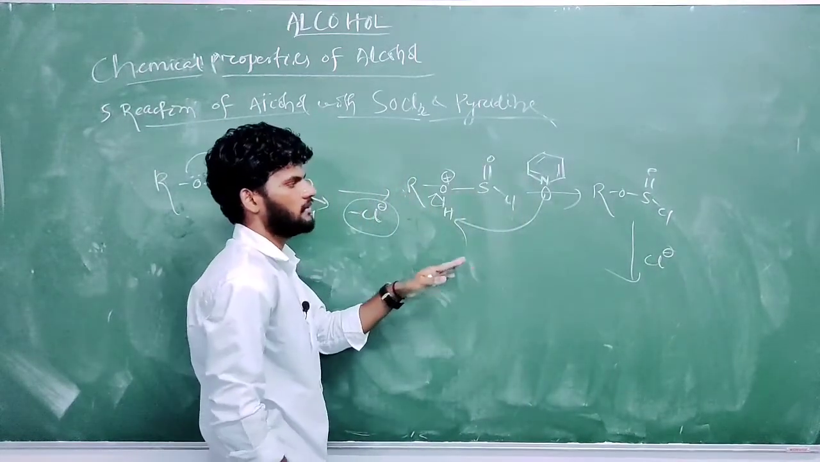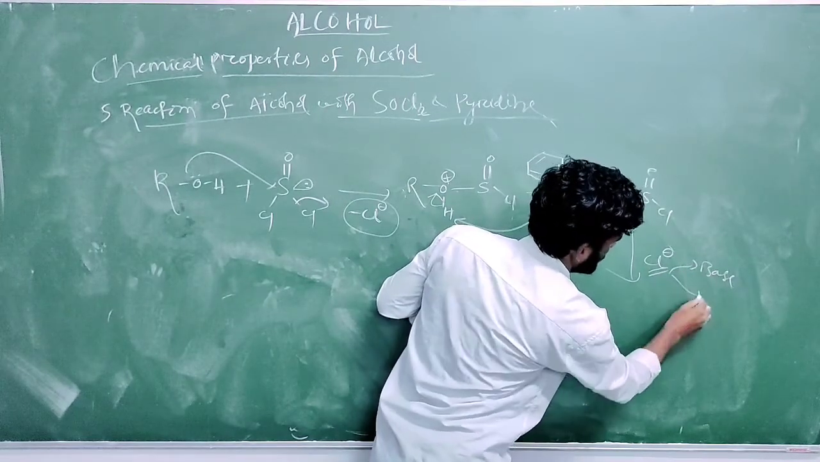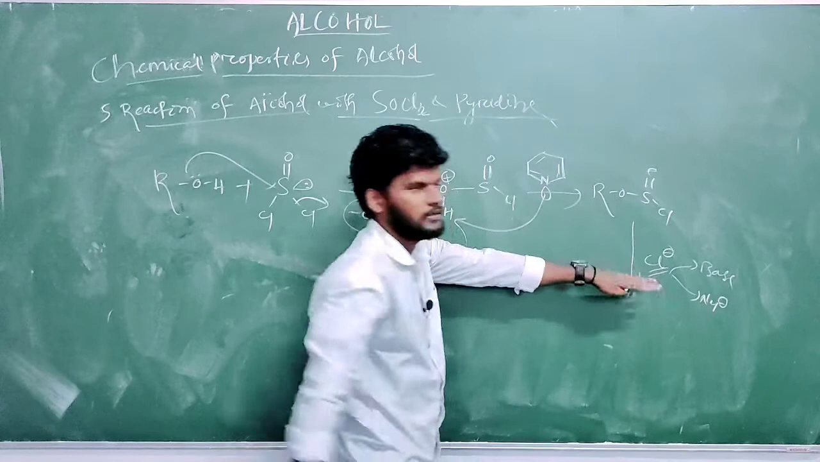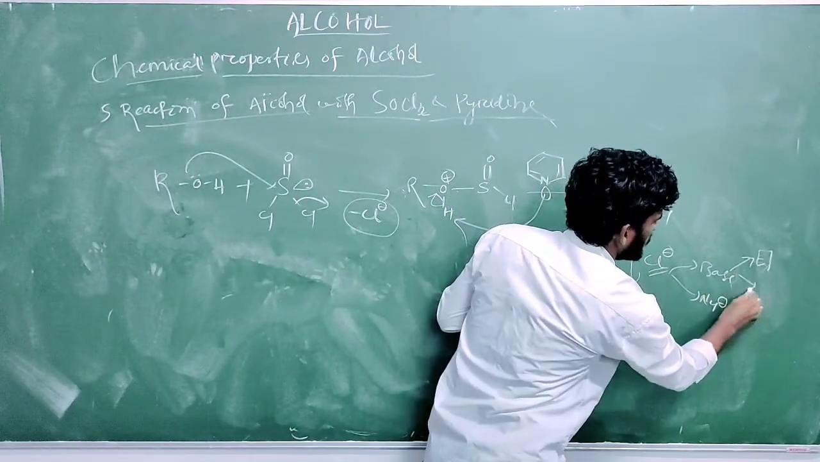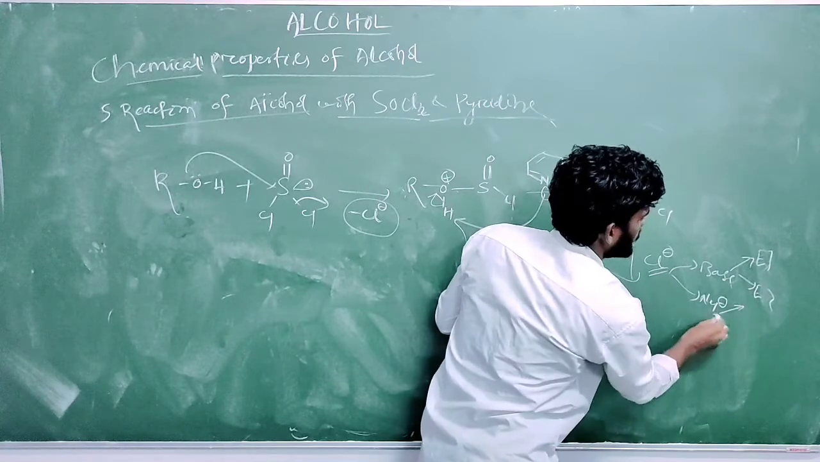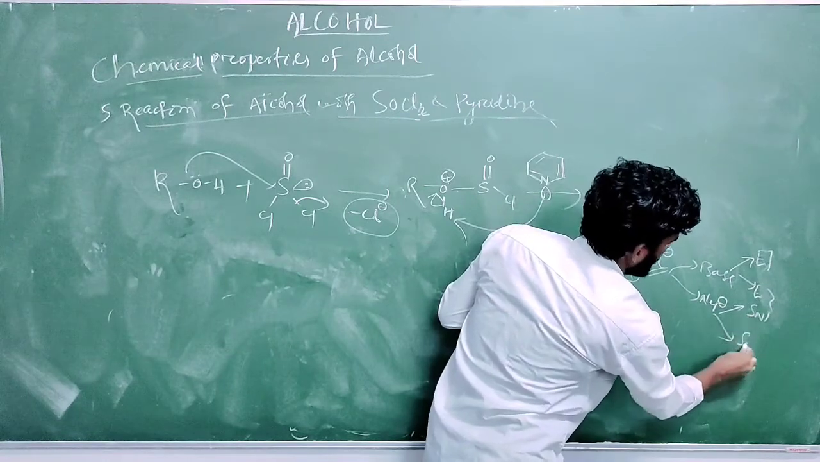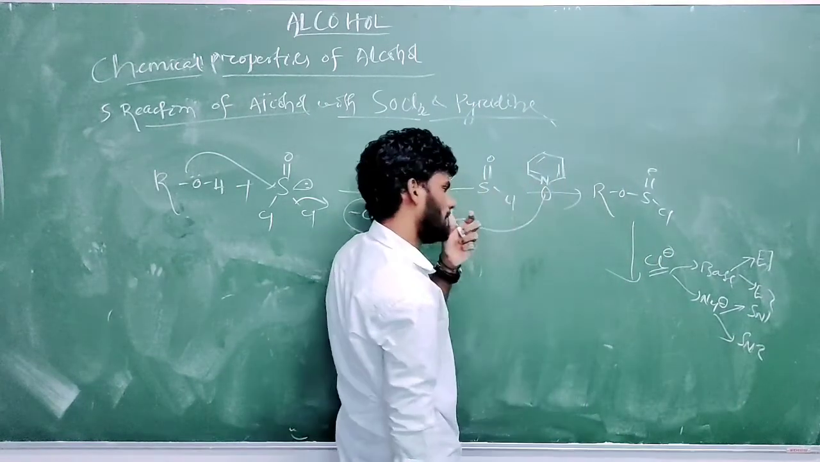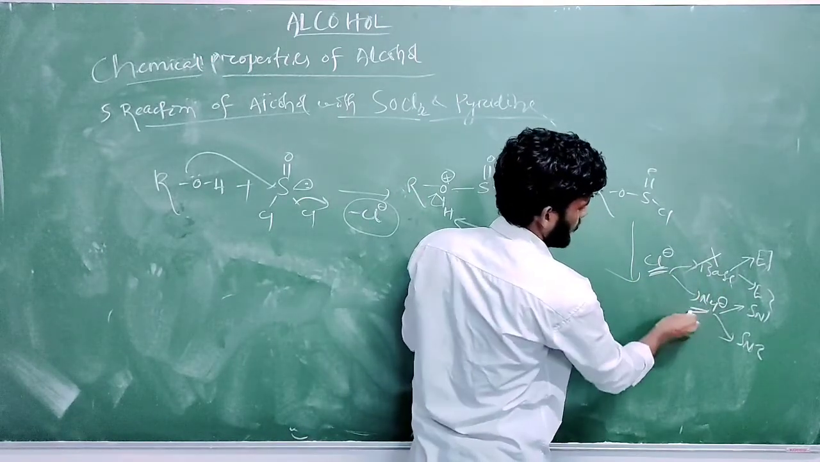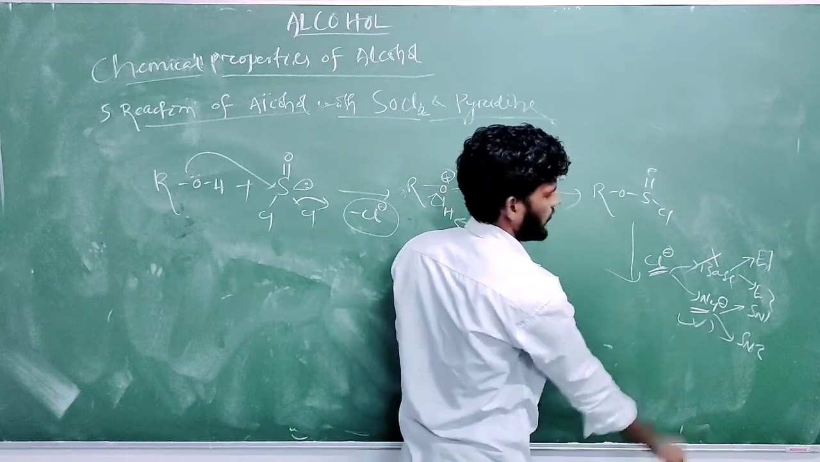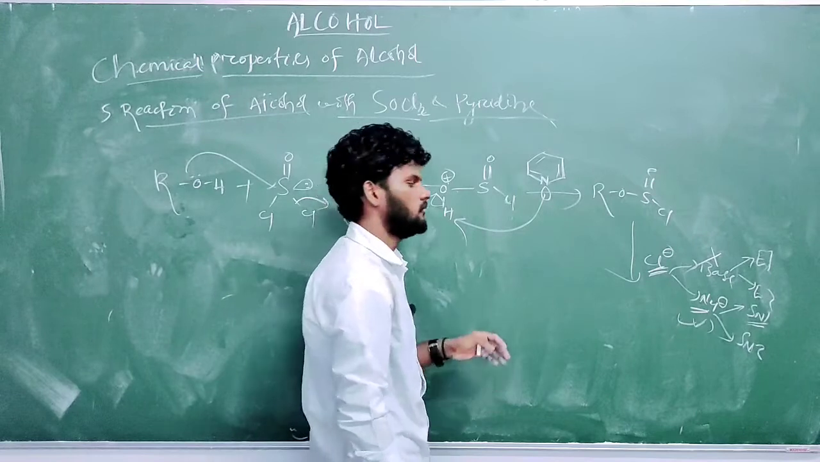So Cl minus is here present. Is it a base or a nucleophile? You have to see first whether it is a base or nucleophile. If it is a base, which pathway will it go? Elimination, either E1 or E2. If it is a nucleophile, which pathway will it go? Either SN1 or SN2. So Cl minus is not a base, it is a nucleophile. So either it can go under SN1 pathway or SN2 pathway.